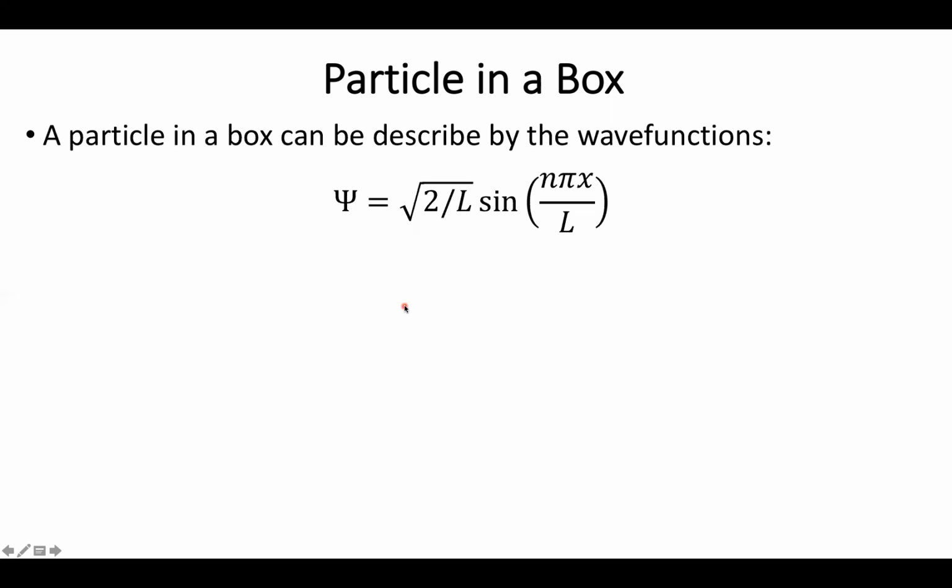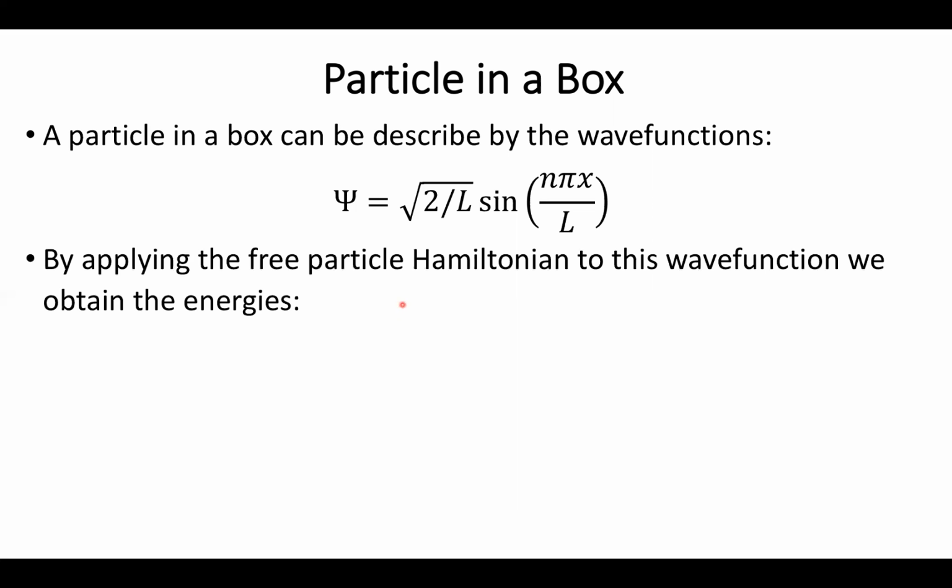Now here come our operators. So we can start by applying our free particle Hamiltonian to the system. So again, this is just going to be negative h bar squared over 2m times the second derivative of our equation. When we do this, we're going to get, lo and behold, the same energy eigenvalue we did for a free particle, because it's the same Hamiltonian.